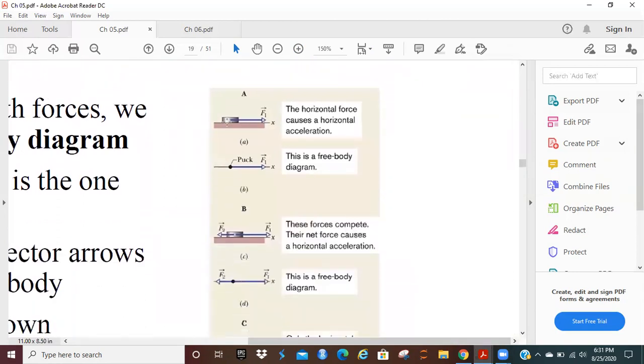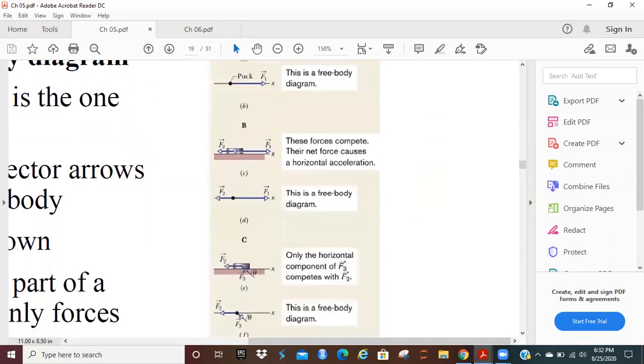So we have a hockey puck here, and it's got a force, and it's pointing in the X direction. This is a free body diagram. Rather than sit here and draw the puck and the surface that it lies on, we're just going to make it a point, and we're going to label it as puck. And then we're going to have the force drawn in this particular direction. That is going to be considered a free body diagram.